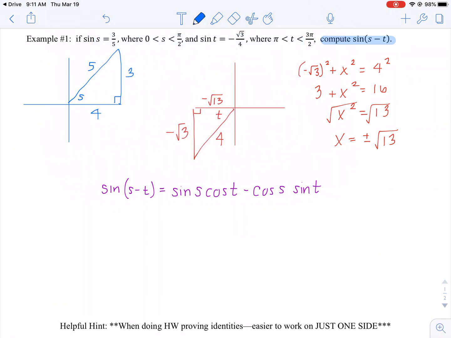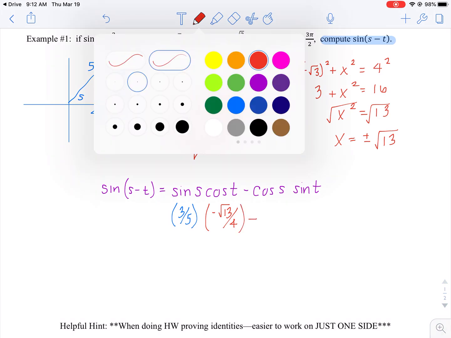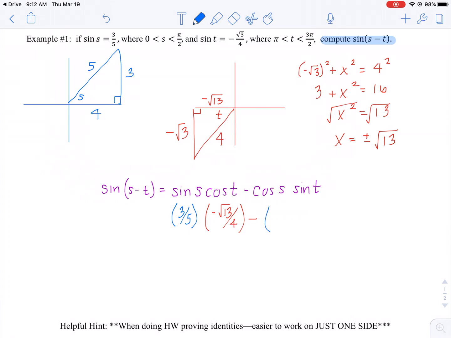I'm going to try to keep my colors the same. Sine of s, looking at my blue graph, is 3/5. Cosine of t, flipping into red, would be -√13/4. We're subtracting cosine of s. Cosine of s is 4/5. Sine of t would be -√3/4. So it's a good idea that I found each side of the triangle, because I'm going to need it when I plug into the formula.